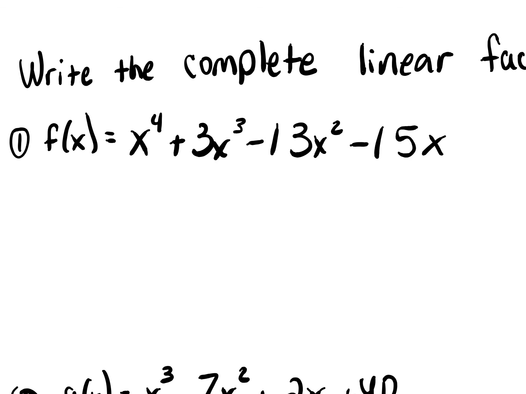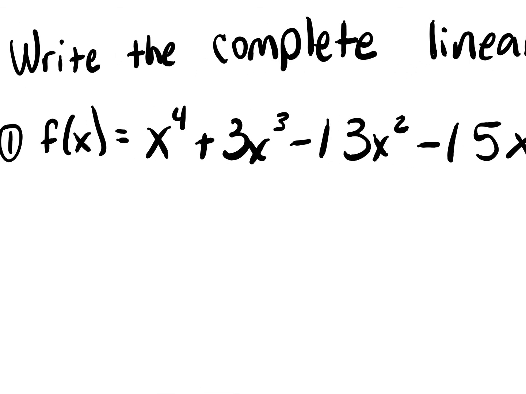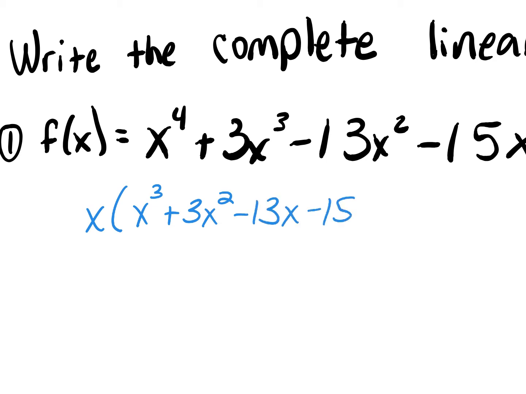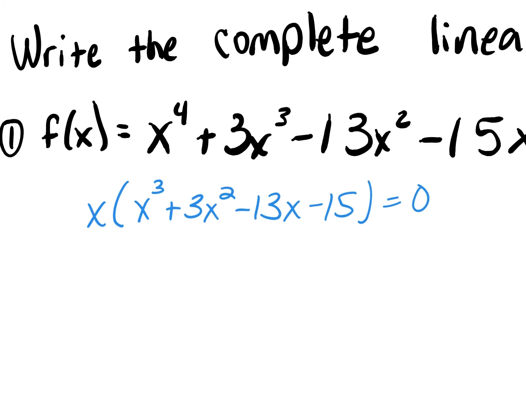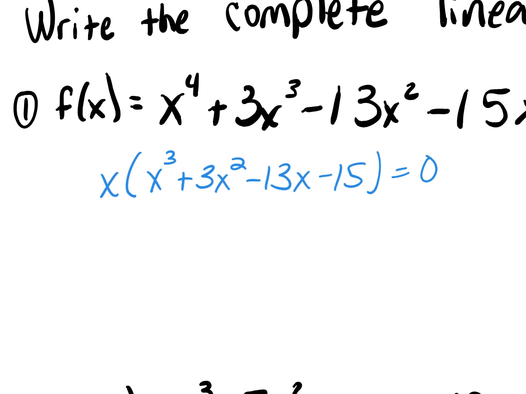What do you notice about number 1? There's a GCF. What can I take out of all 4 of these terms? X. So I'm left with x to the third plus 3x squared minus 13x minus 15 equals 0, right? All right, now that I have 4 terms left, what would be the easiest thing to do? Let's try and group. Don't write this down. Let's try and group.